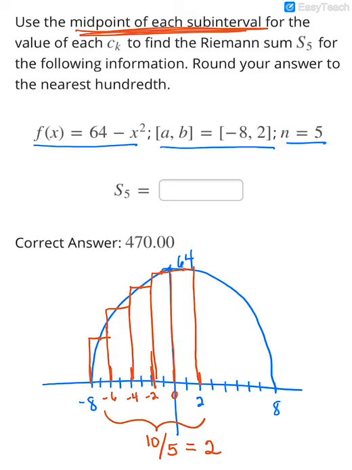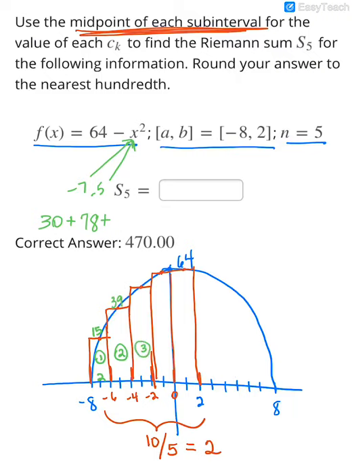So again, we're back to looking at each rectangle has a base of 2, and we're going to have to figure out the height of each one. So on this first one, that midpoint is -7. So if I plug -7 in for my x squared, I'm going to get a 64 minus -7 squared would be a 49. So that would be a height of 15, an area of 30 for the first rectangle. And then on the second rectangle, that midpoint is -5. So if I plug -5 into my function, 64 minus -5 squared would be 25. That's going to leave me with a height of 39. So 39 times my base of 2 is going to give me 78 for the area of that second rectangle.